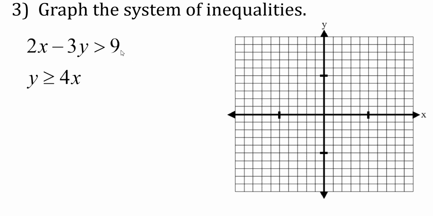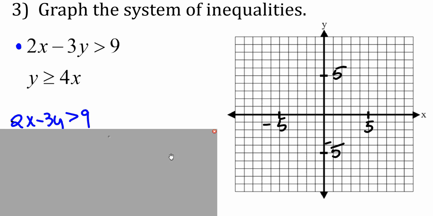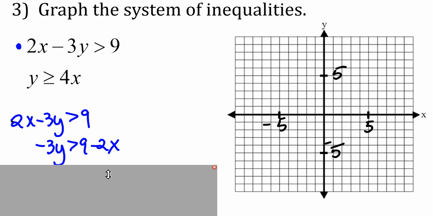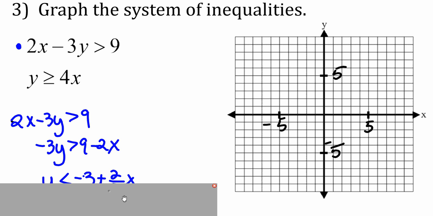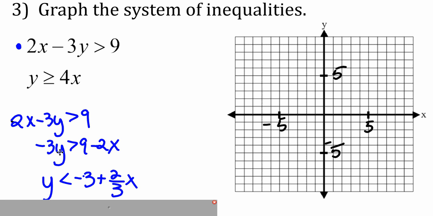So to undo this inequality, we would have to undo this 2x. We'll subtract 2x from each side. Then we'll have to divide every single term by -3. So remember, when you're doing that, you're taking the opposite of each piece. A negative divided by a negative is a positive, and that's impacting your inequality symbol. So remember, instead of being greater than, it's now less than.